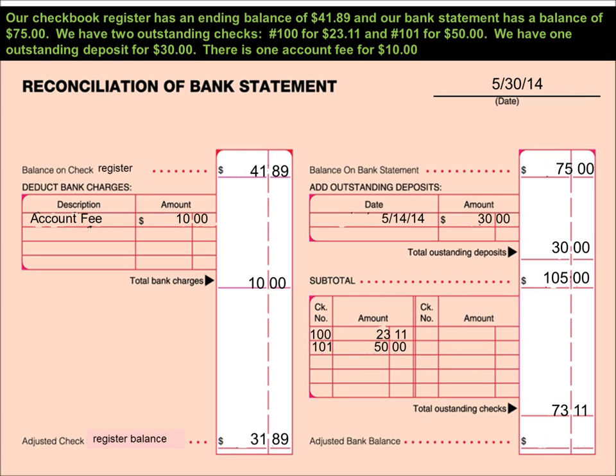What do we do next? We're going to take our subtotal right above that, which was $105. We're going to subtract our outstanding checks, which was $73.11. When we do that, $105 minus $73.11 leaves us with $31.89. Notice the two columns. The column on the left has an ending register balance of $31.89. The column on the right has a bank statement balance of $31.89. These two numbers match. We have now balanced our checkbook.